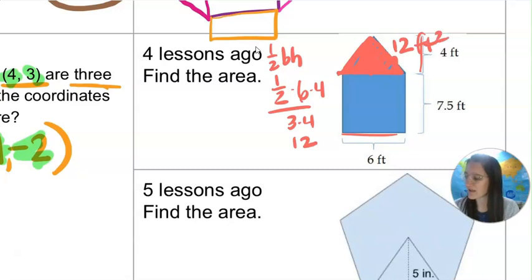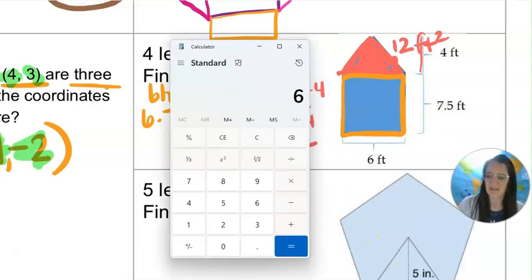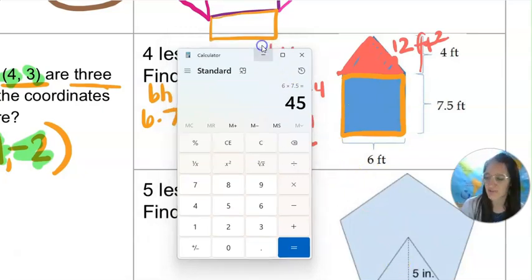Okay. Then I've got this almost a square, not quite. So it's just base times height because it's a rectangle. 6 times 7.5, which is 40. I'm going to say 45. Just see if I'm right. 6 times 7.5. Oh, I was right, guys. I'm getting so good.